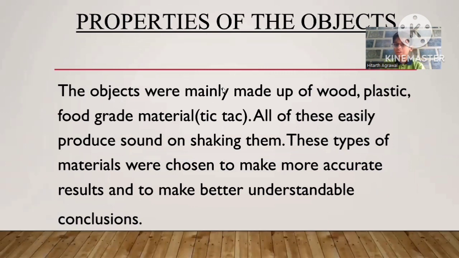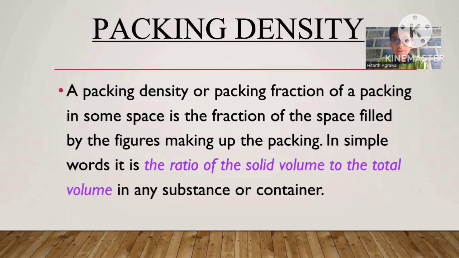The properties of objects: the objects we mainly used were made up of wood for large wooden stick, plastic for small plastic matchstick, and tic tac, which was a food grade material. All of these easily produce sound on shaking them. So why were only these types of materials chosen to do the experiment? The answer to this question would be, these types of materials were chosen to make more accurate and better results and to make further conclusions.